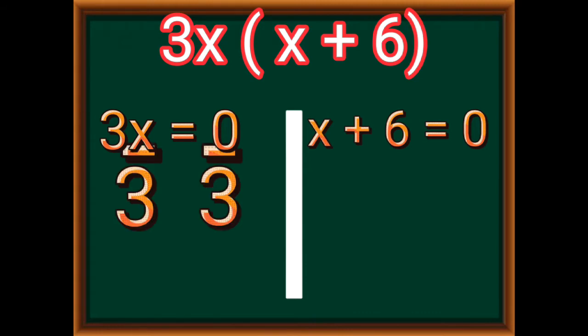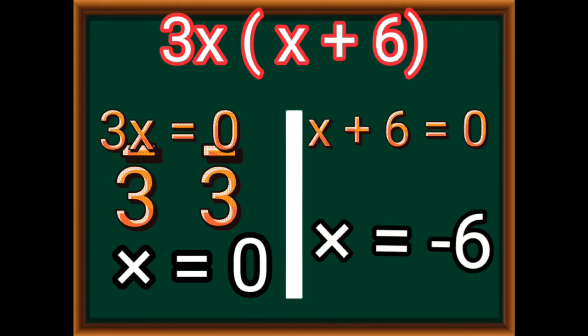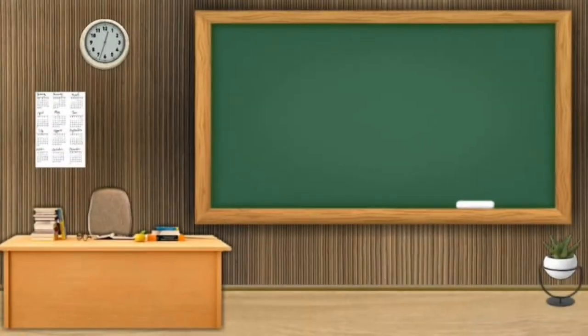0 divided by 3 is 0. On the other hand, x plus 6 equals 0. So, let's just move the positive 6 to the other side. So, x equals negative 6. Therefore, the solutions are 0 and negative 6.